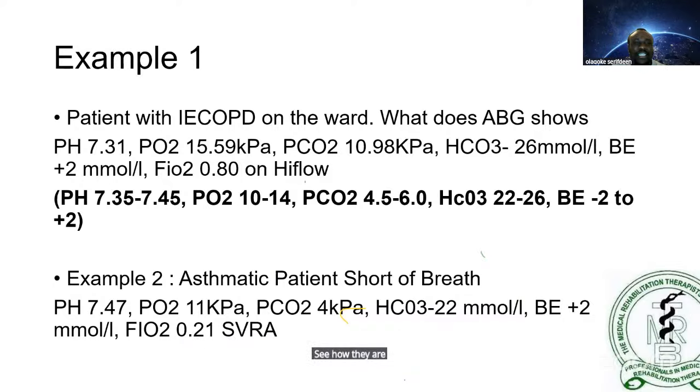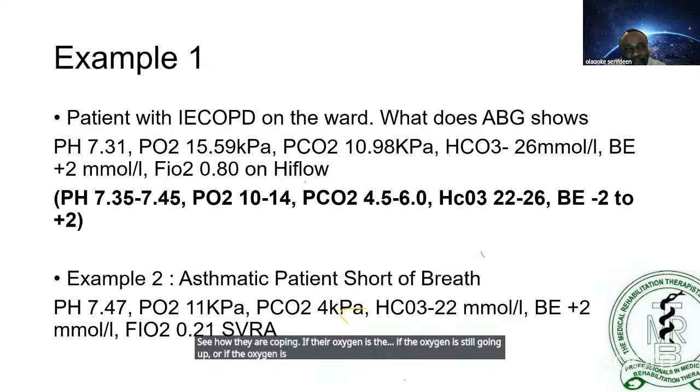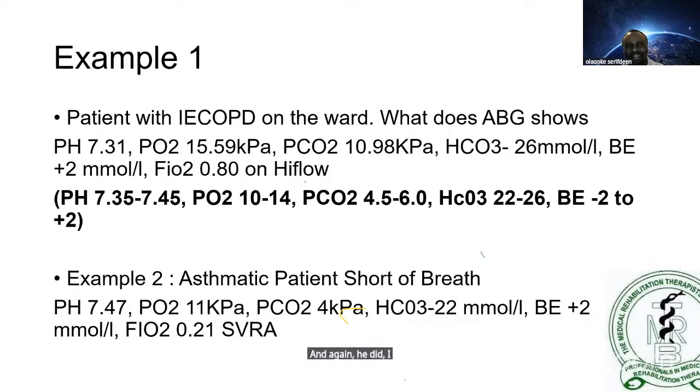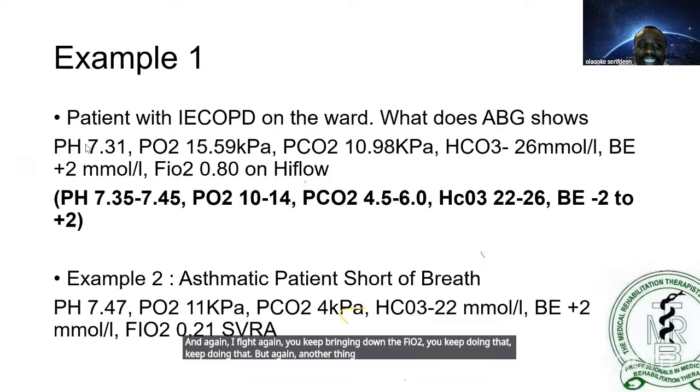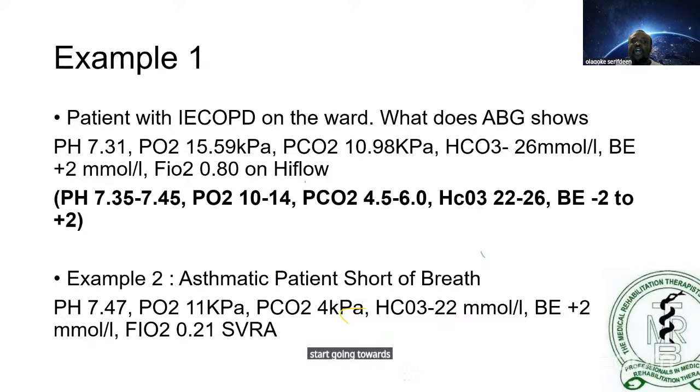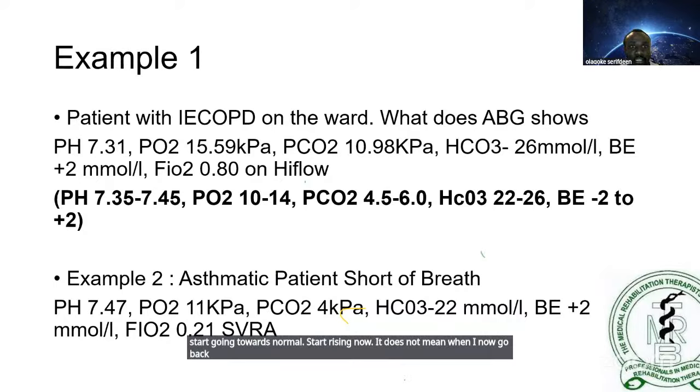If the oxygen is still going up, or still okay, check their PCO2 again. And again, if they are fine, you keep bringing down the FiO2. You keep doing that. Another thing you want to see is the pH starting to rise, going towards normal. It does not mean that when I go back, I will find the patient on room air.